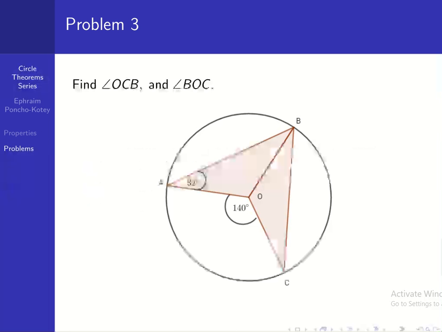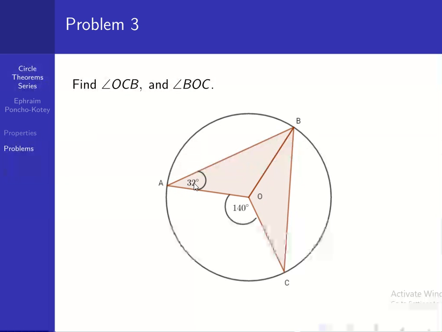Now let's proceed to our third problem. With our third problem, we've been asked to find angle OCB and angle BOC. Now, sometimes to solve the problem, we have to introduce our own variables, our own diagrams, our own extensions. For example, with this question, for us to proceed, you have to draw a line from A to C. So we are extending the diagram. This will help us to note that AC is a chord. Now from there, we can proceed to solve the question.